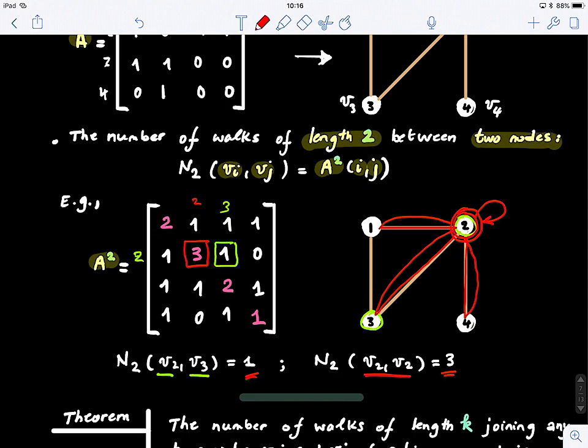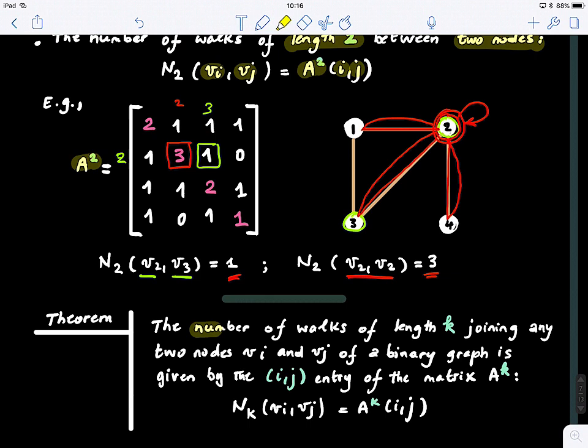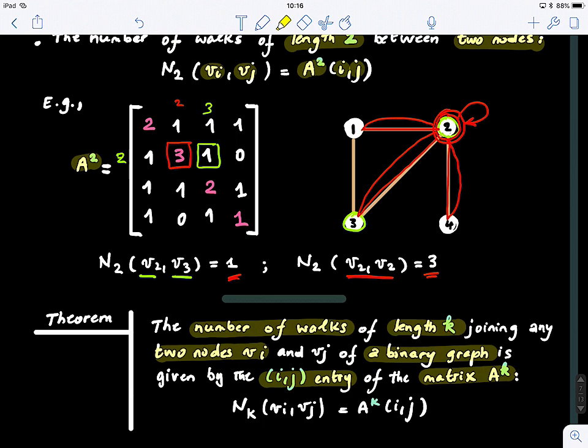So what does the theorem state? It says that the number of walks of length k, joining any two nodes Vi and Vj in a binary graph, is given by the ij entry of the matrix A to the power of k. This is the number of walks of length k, and this is how we get it.